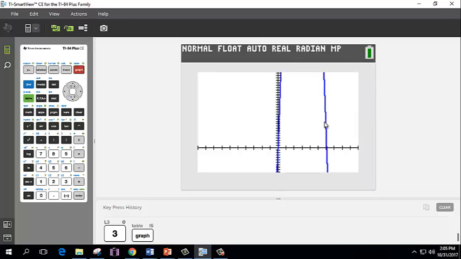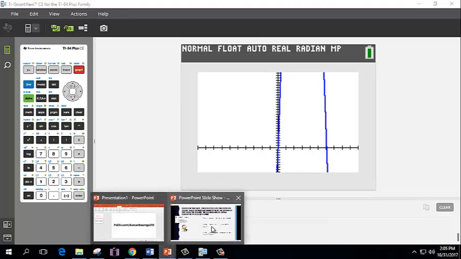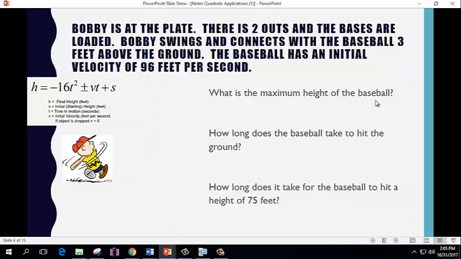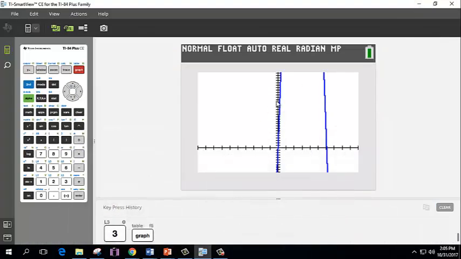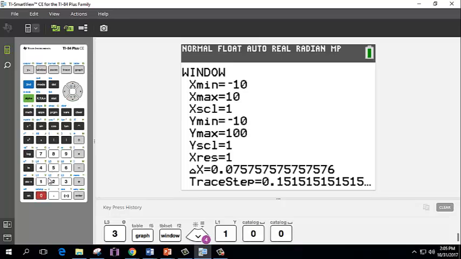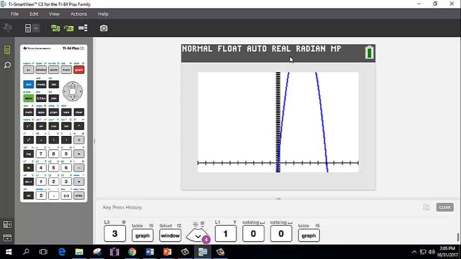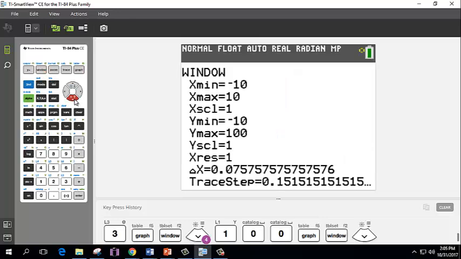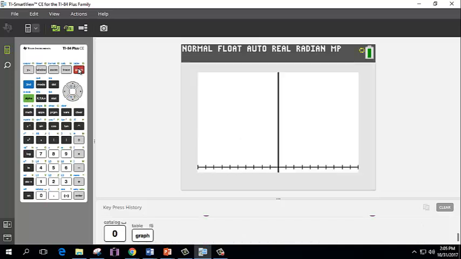Now this one's way off the graph. So the first question that's being asked in this is, what is the maximum height of the baseball? So we need to figure out what that maximum is, and this isn't actually showing up. So I need to go to my window, and I know for a fact I'm going a little bit higher than 31.24. So I'm going to try 100, see how that works. So I'm getting closer, I'm able to see it, so now let's try 200. And again, this is just trial and error. You kind of increase the y values as you see fit until you can actually see the object. So there is the object.